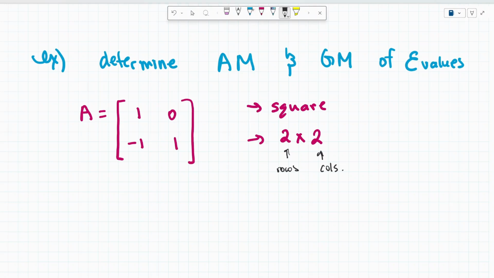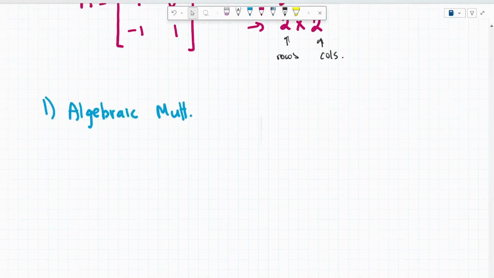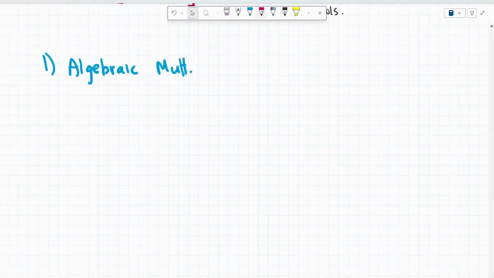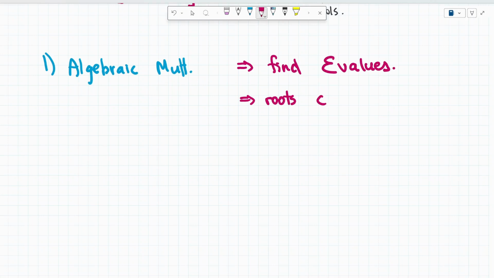So step 1 is we want to determine the algebraic multiplicity, right? In order to do this, we first have to find the eigenvalues. So that is our step 1. We need to find the eigenvalues of this matrix. In order to determine the eigenvalues, we need to find the roots of the characteristic equation.